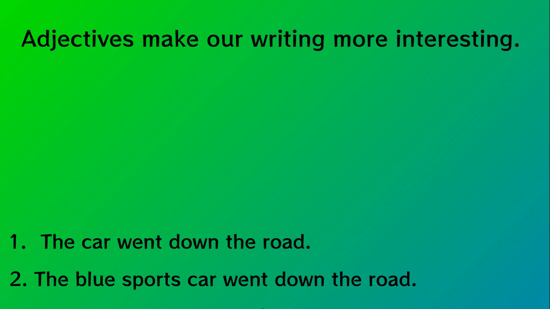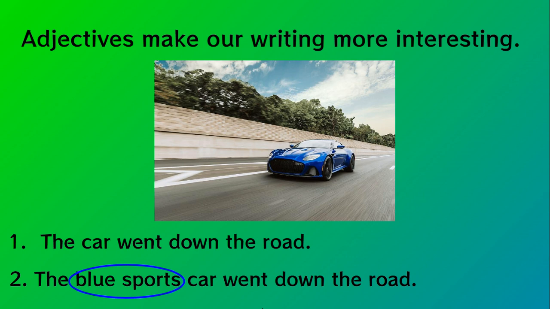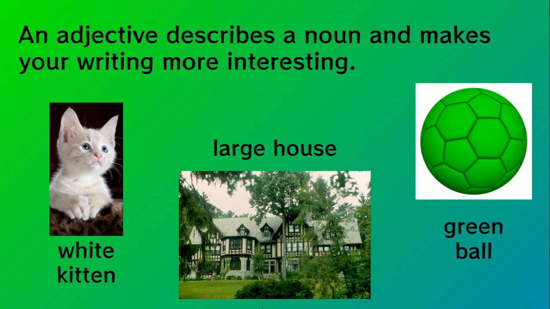If I said the blue sports car went down the road, then we're both picturing blue sports cars, right? Blue sports cars are just describing the kind of car that's going down the road. And so you and I have a more similar picture, even though it can be different because I haven't given you all the adjectives. We're both picturing kind of a fancy sports car that is blue. An adjective describes a noun and it makes your writing more interesting, like white kitten, large house, or green ball.